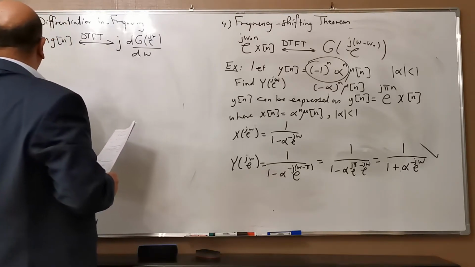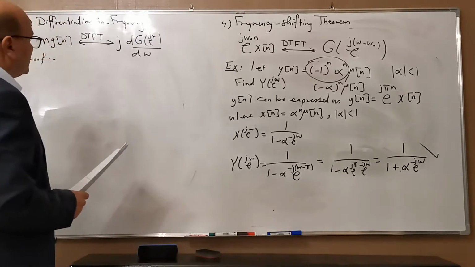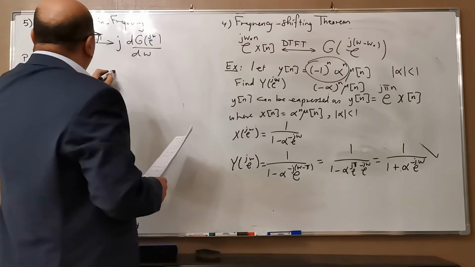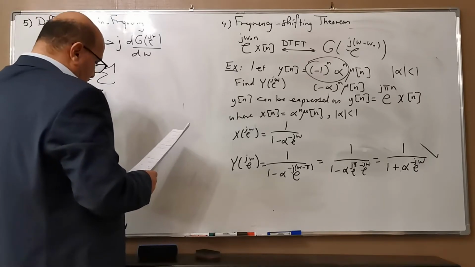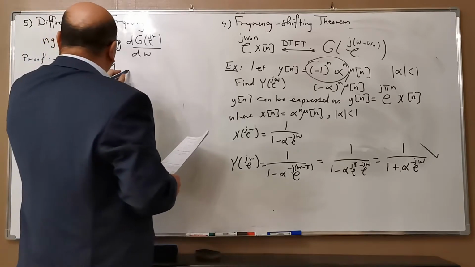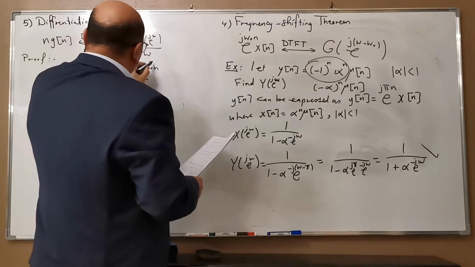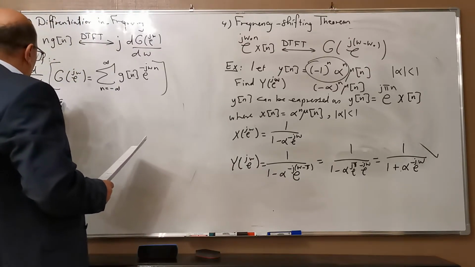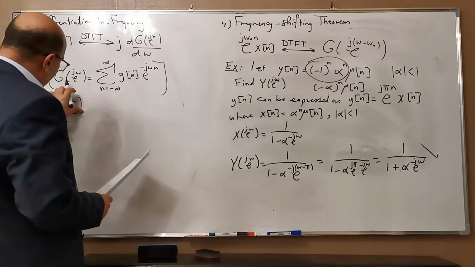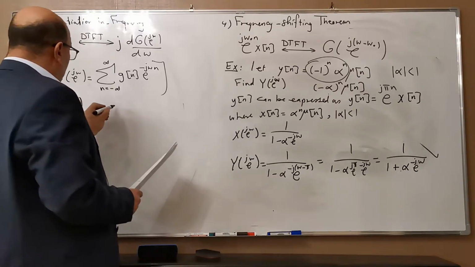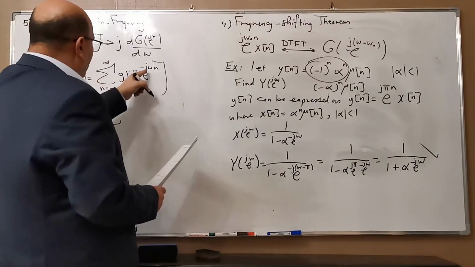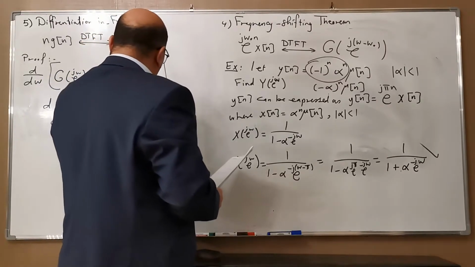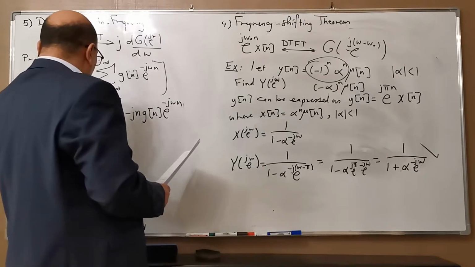If you take the definition, the proof for this property or this theorem, if you take G of e to the j omega by the definition, which is equal to the summation from n equals minus infinity to infinity, g of n e to the minus j omega n, and you differentiate both sides with respect to omega, then you have here dG of e to the j omega by d omega equals the summation. The differentiation will go inside and we differentiate with respect to omega, so this one will be minus j n g of n e to the minus j omega n, from n equals minus infinity to infinity.